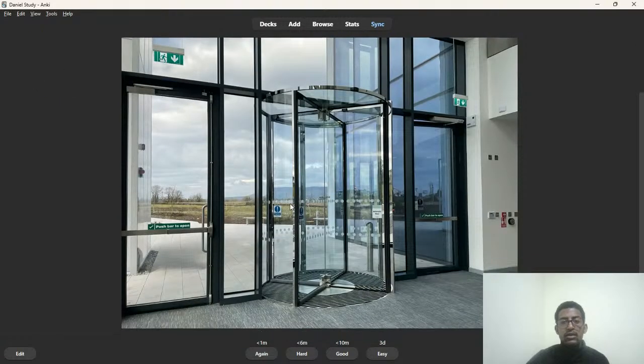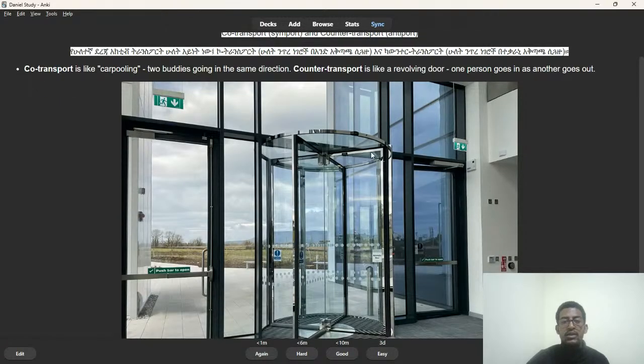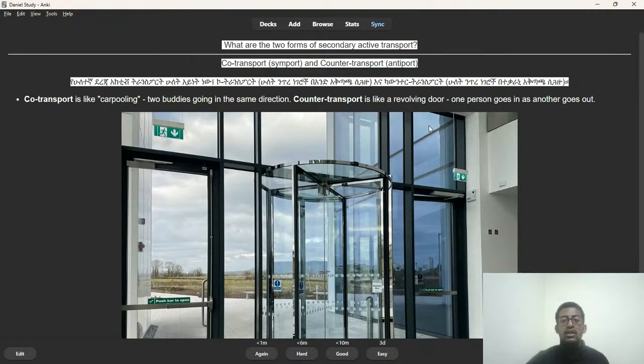So this is antiport. That is kind of the counter transporter or antiport. It is like a revolving door: one person goes in as another comes out. On the cell membrane, in transport, it goes along the way together in symport, or while one goes this way, the other comes this way. This is kind of an active transport method.